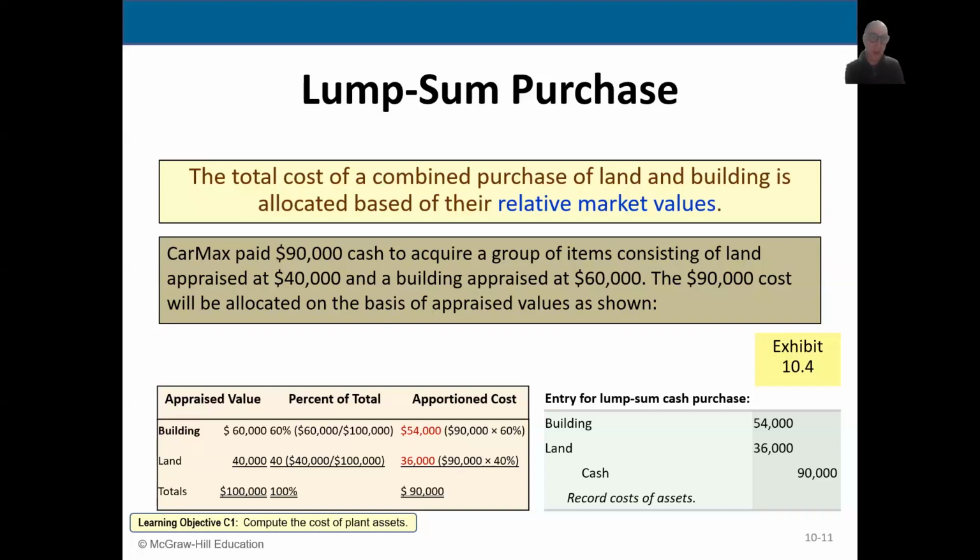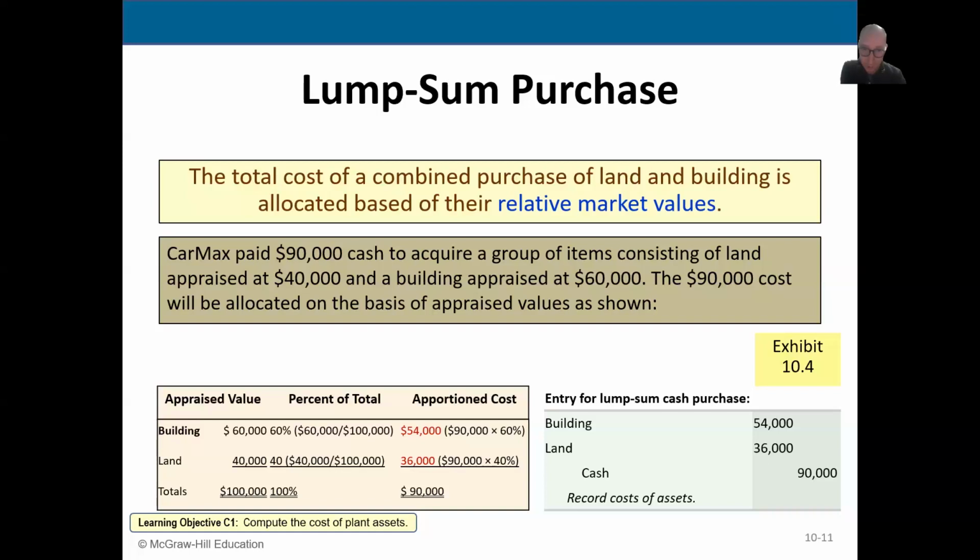So we have the breakdown. Building, 60,000. Land, 40,000. To put it simply, the portion cost is 90,000. On the 90,000, 60% of it goes to the building, 40% of it goes to the land.